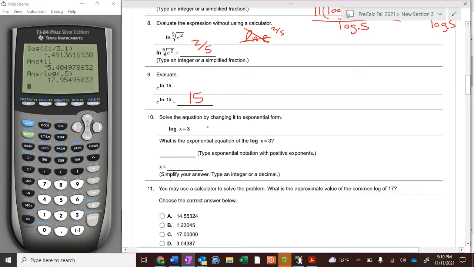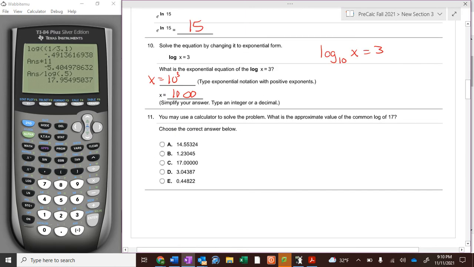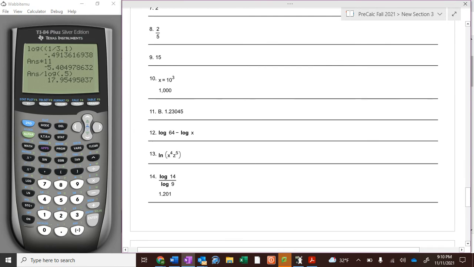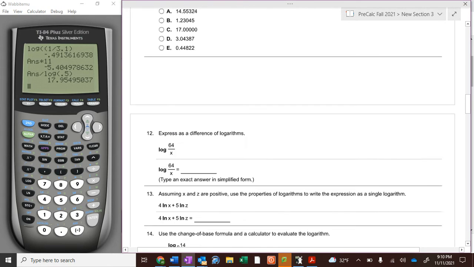The log of x equals 3. Well, the log is base 10 of x equals 3. So that means this is 10 to the third power, so x equals 10 to the third or 1,000. Okay, so the exponential equation is x equals 10 to the third. And I wonder if that's the way they want it written. Let me get the answers again. X equals 10 to the third. Yep, that is right.